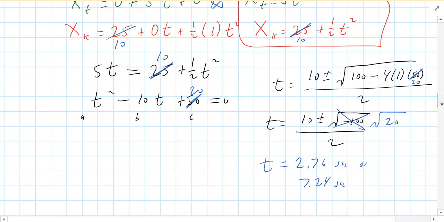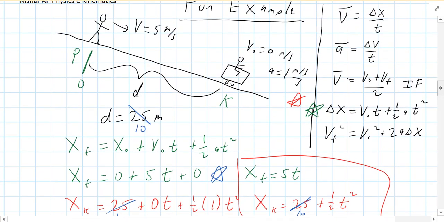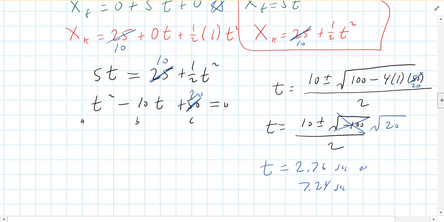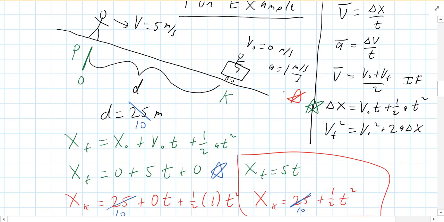Well, what's going to happen is, when the parent catches the kid, the kid will be going at a velocity of V final equals V naught plus at. Now for the kid, V naught is 0. So if you take 1 as a and t is your 2.76. So when the parent catches the kid somewhere here, assuming the parent doesn't actually grab the kid, the parent's going to actually pass the kid.